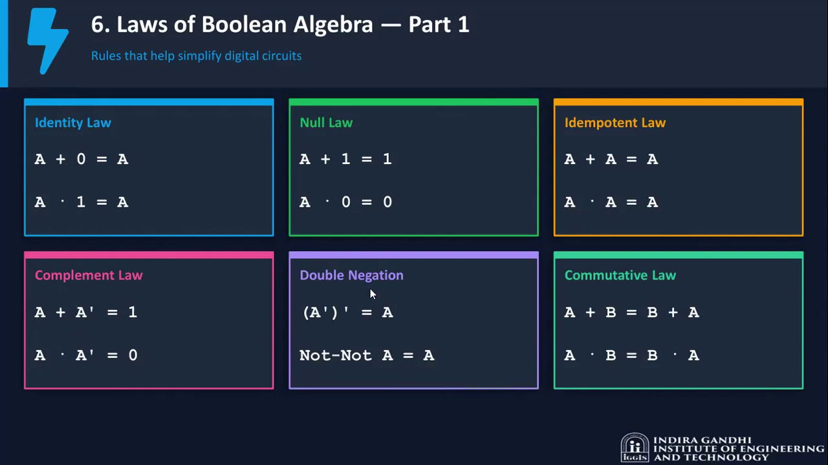Then the most important law is double negation. The complement of the complement of A equals A. Because if we take the value of A as 1, the complement of 1 is 0, then the complement of 0 is 1. So that is the value of A that we took above. Then the commutative law: A + B equals B + A as well as A · B equals B · A.